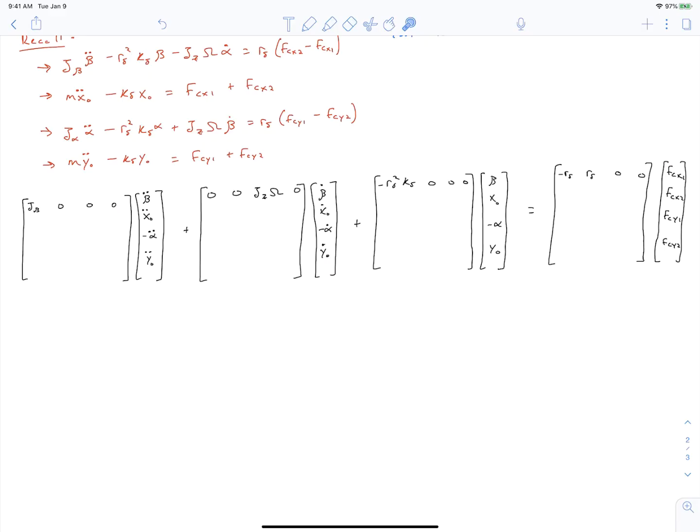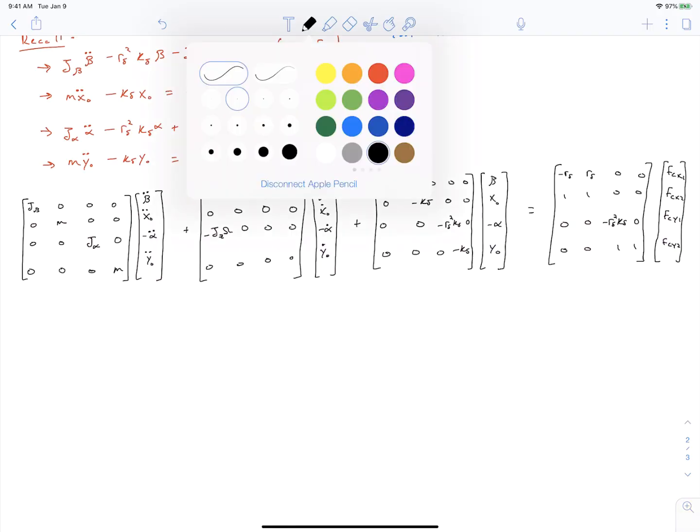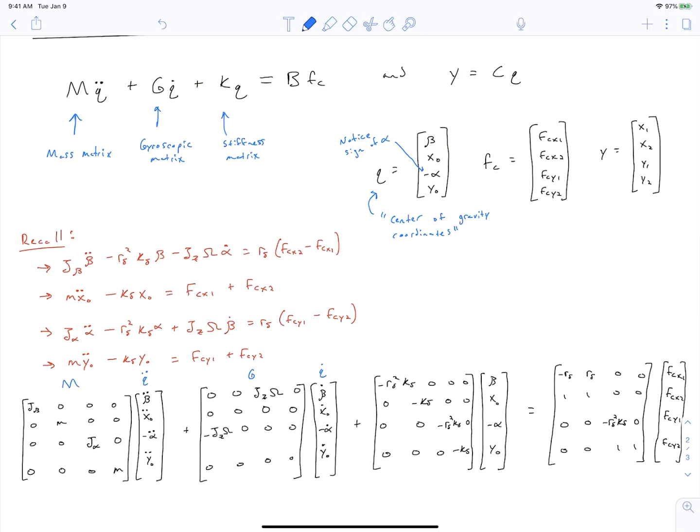And finally, on the right-hand side, we have a negative r delta times fcx1, so we have that here. And then r delta times fcx2 is positive, which we have right here. And now I'll populate the remaining rows of this matrix formulation. And so you can see our complete formulation. Next, we're going to write out this term over here.